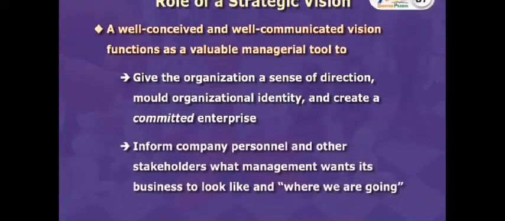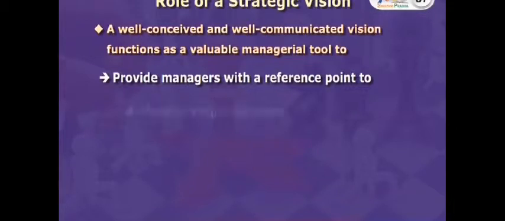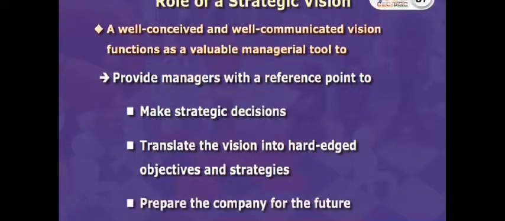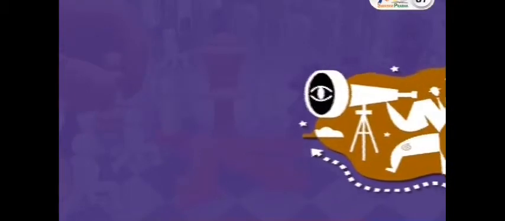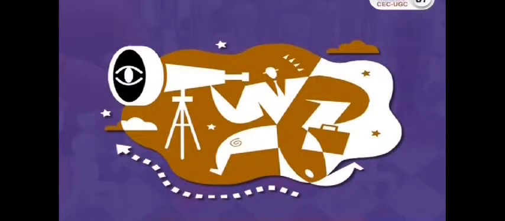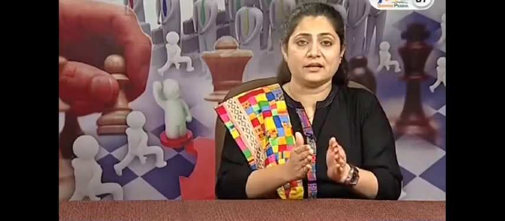Inform company personnel and other stakeholders what management wants its business to look like and where we are going. To spur company personnel to action, to provide managers with a reference point to make strategic decisions, translate the vision into hard-edged objectives and strategies. Prepare the company for the future. A strategic vision exists only as words and has no organizational impact unless and until it wins the commitment of company personnel and energizes them to act in ways that move the company along the intended strategic path.